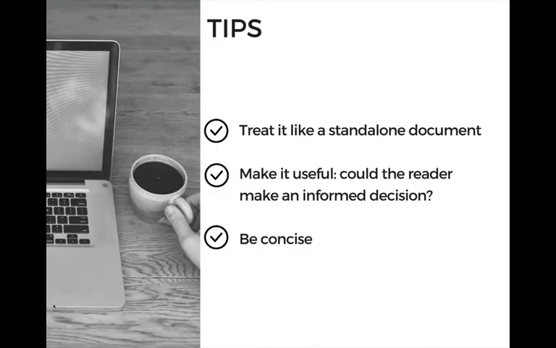So let's sum up with some key tips for writing abstracts. Treat it like a standalone document. It needs to make sense to someone who hasn't read the paper. Make sure it's useful. A good test is to consider if it contains all the information the reader would need to decide whether or not your study is relevant to their needs. Finally, be concise. Remember you're writing for a busy audience. Make your point clearly and quickly.